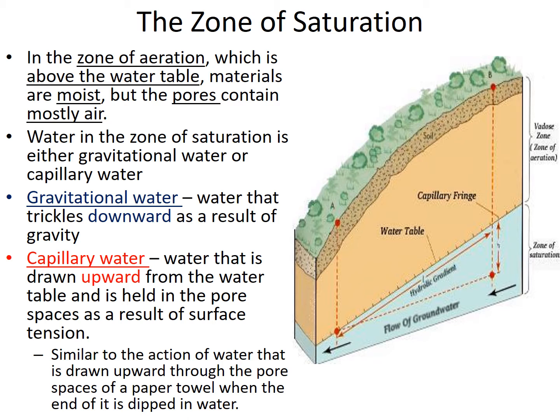The water in the zone of aeration is either gravitational water or capillary water. Gravitational water is water that trickles downward as a result of gravity, and capillary water is water that is drawn upward from the water table and is held in the pore spaces as a result of surface tension. This is similar to the action of water that is drawn up through the pore spaces of a paper towel when one end is dipped into the water. So if we were to take a paper towel and dip it into the water, water would move up, and that would be capillary water. This is the same action.